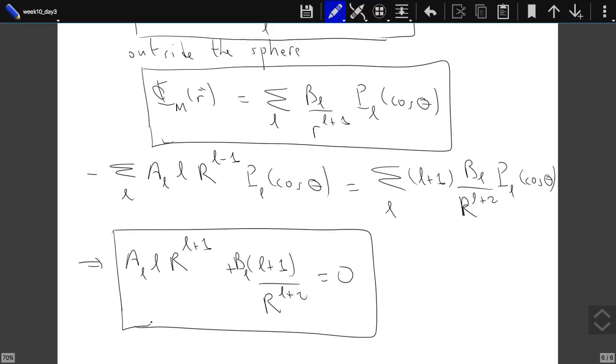R to the power L minus. Yes. So this is one relation between AL and BL which doesn't involve the current.